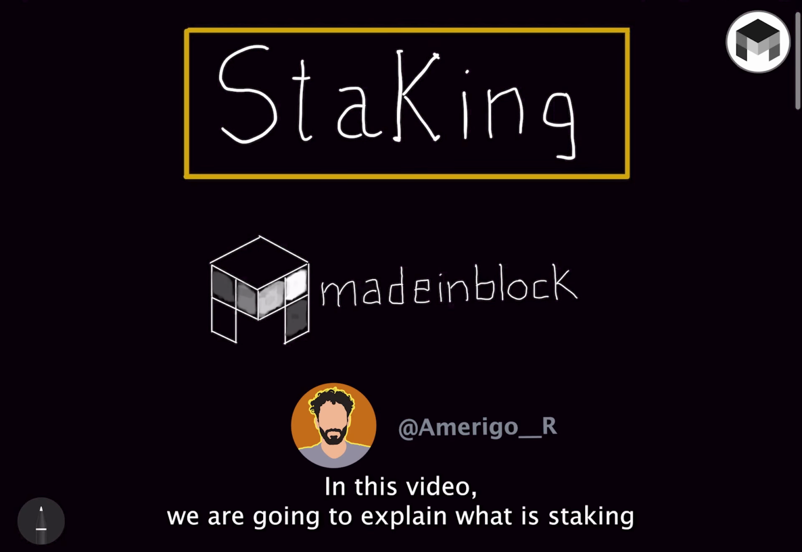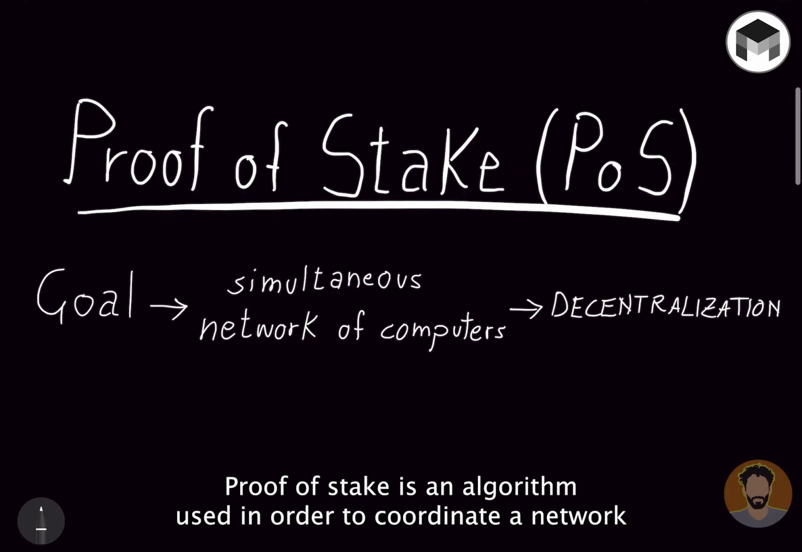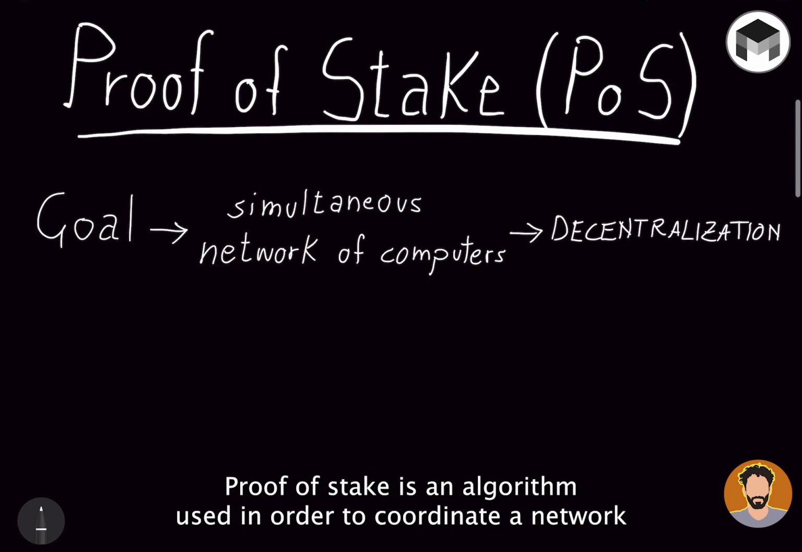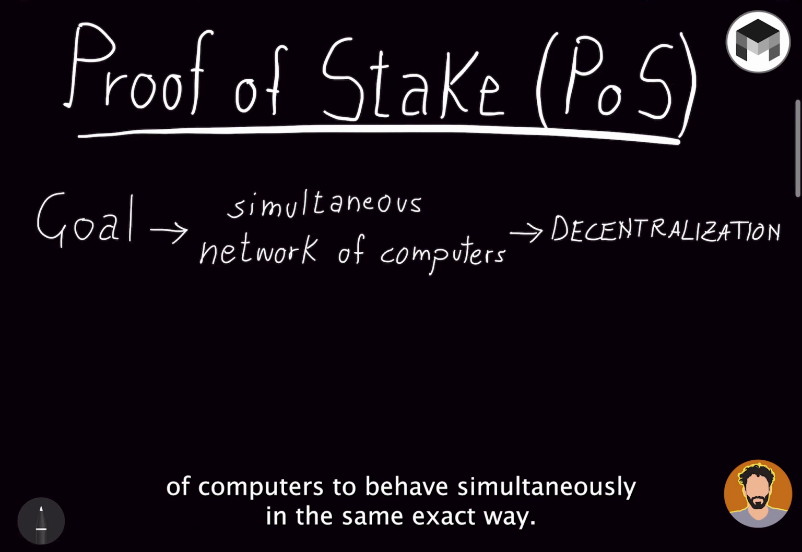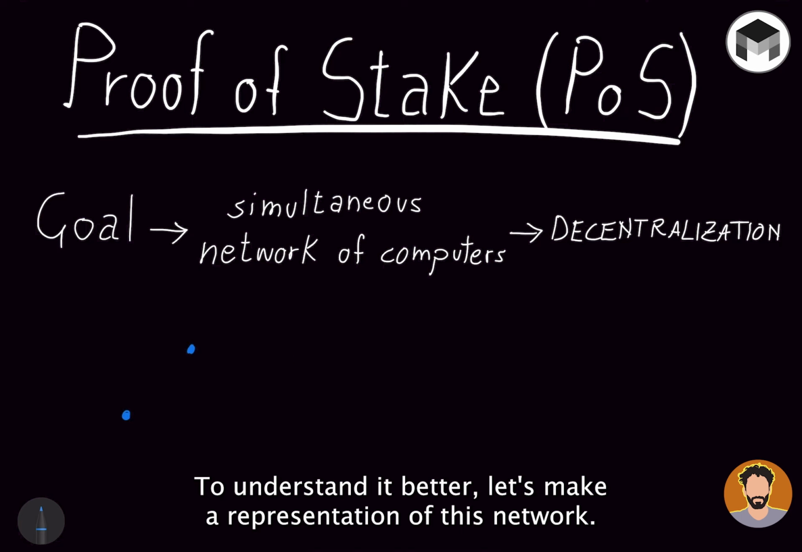In this video, we are going to explain what is staking and what proof-of-stake algorithm is used for. Proof-of-stake is an algorithm used in order to coordinate a network of computers to behave simultaneously in the same exact way. To understand it better, let's make a representation of this network.